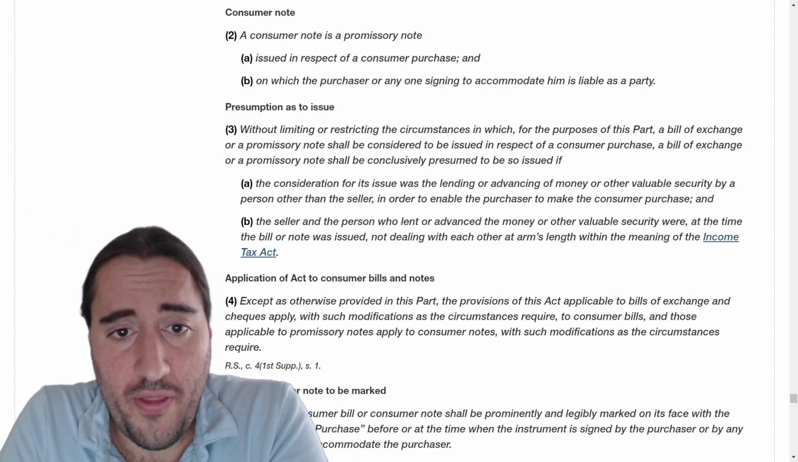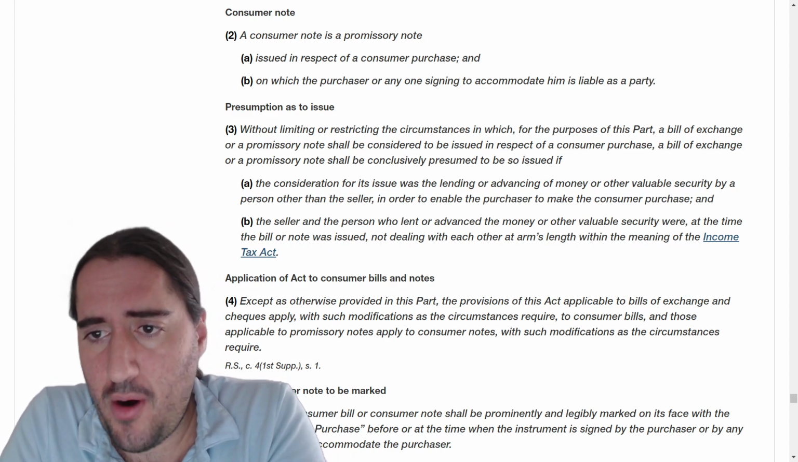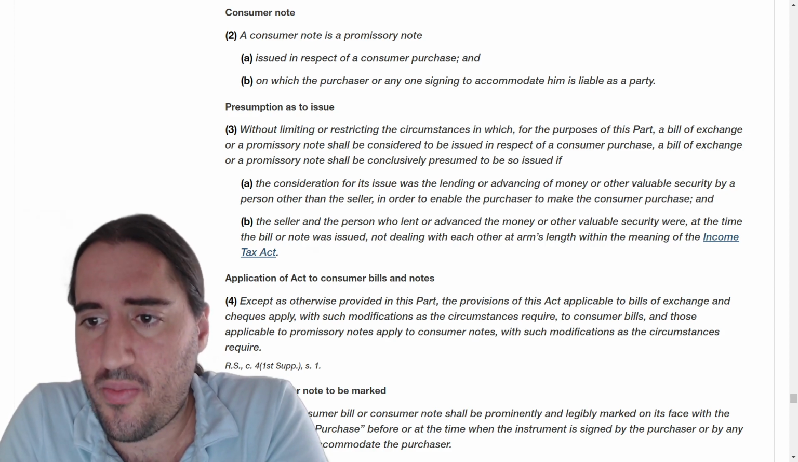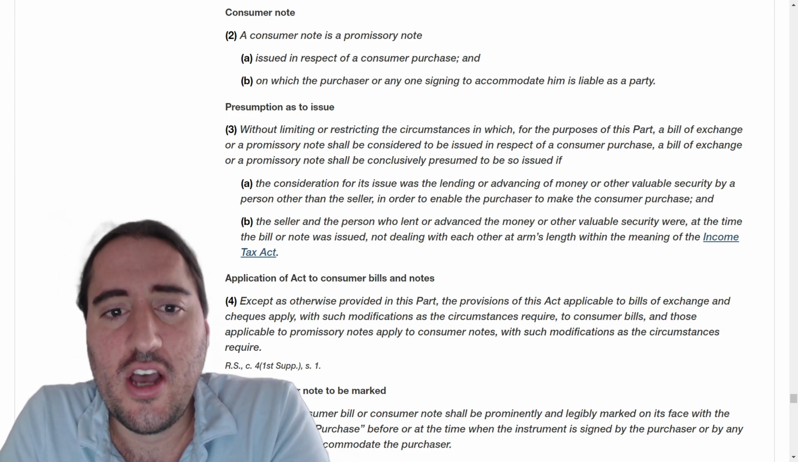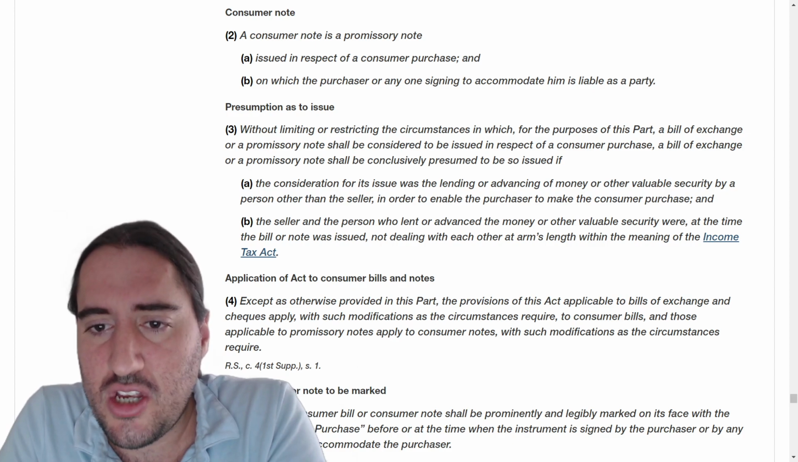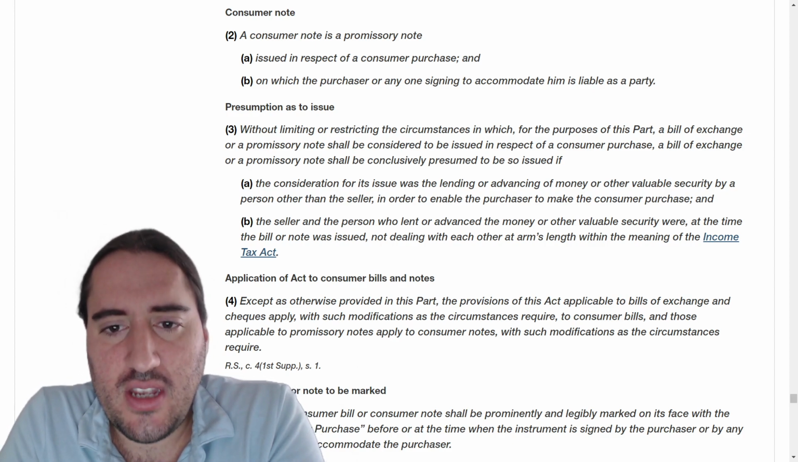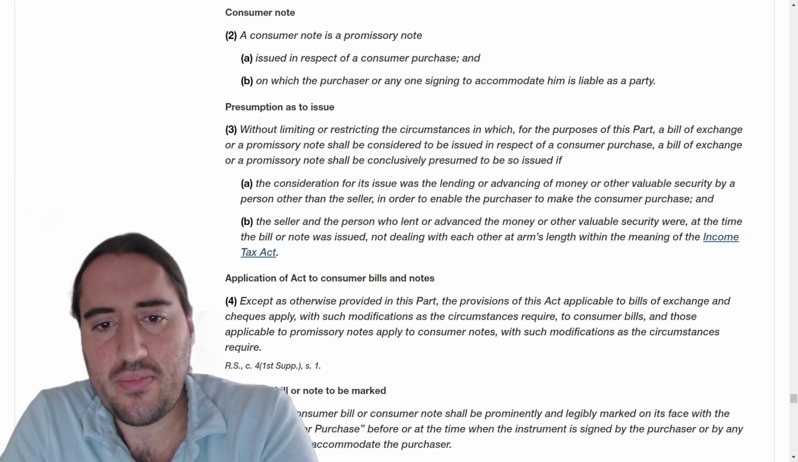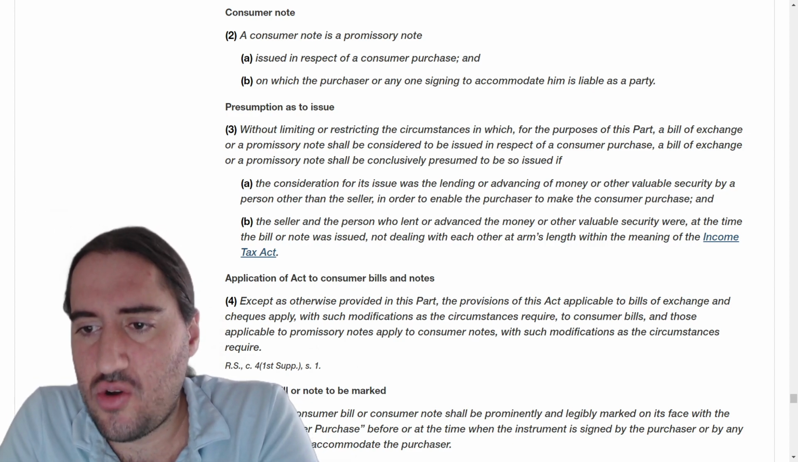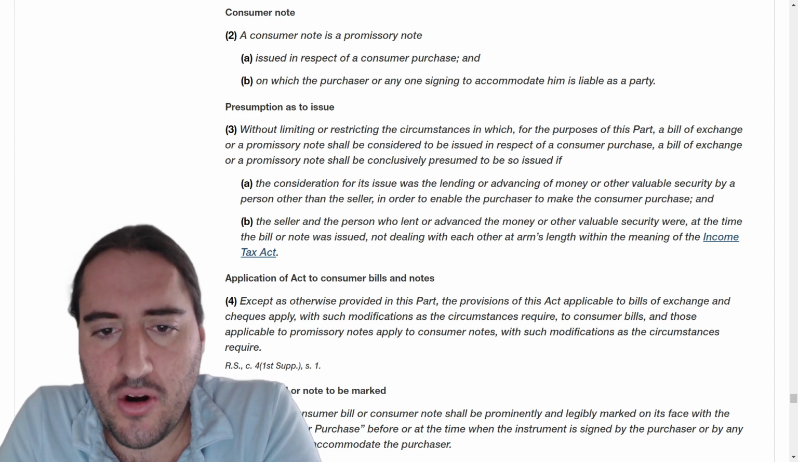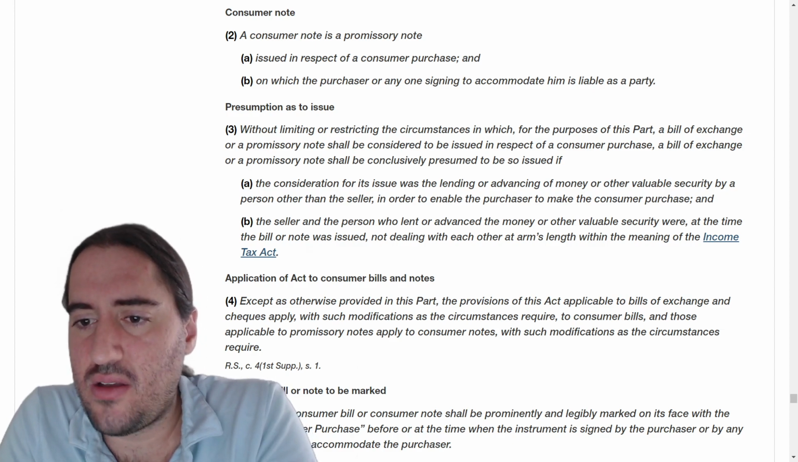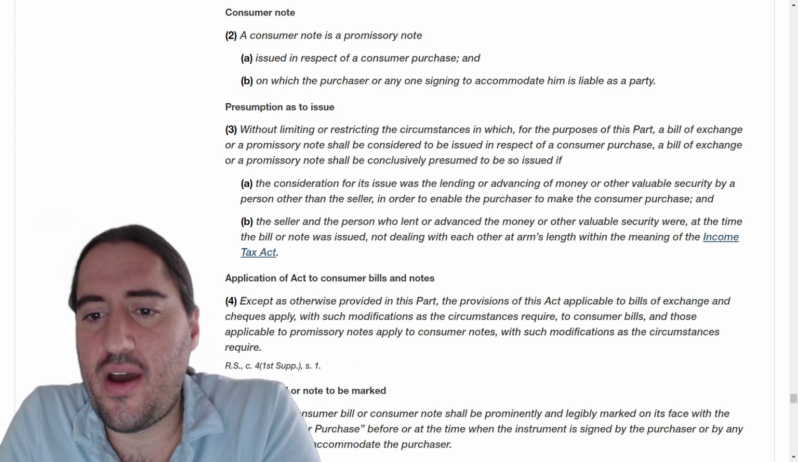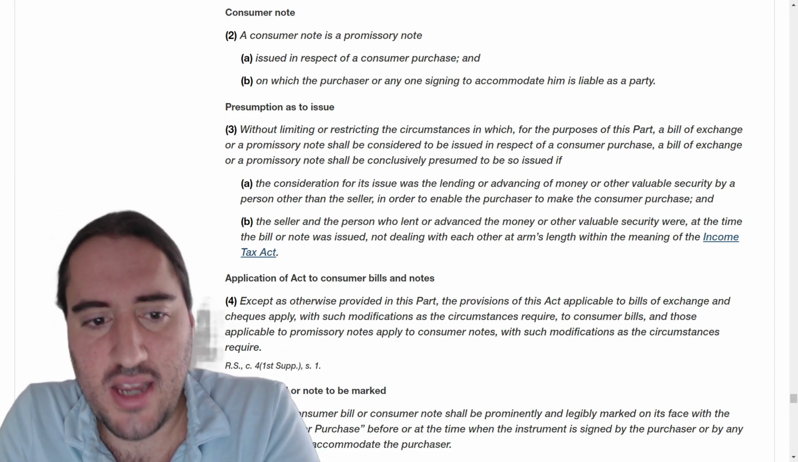Presumption as to issue. Without limiting or restricting the circumstances in which, for the purposes of this part, a bill of exchange or a promissory note shall be considered to be issued in respect of a consumer purchase, a bill of exchange or a promissory note shall be conclusively presumed to be so issued if A, the consideration for its issue was the lending or advancing of money or other valuable security by a person other than the seller, in order to enable the purchaser to make the consumer purchase, and B, the seller and the person who lent or advanced the money or other valuable security were, at the time the bill or note was issued, not dealing with each other at arm's length within the meaning of the Income Tax Act.